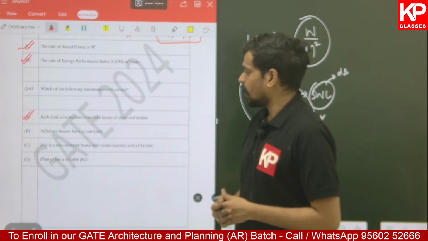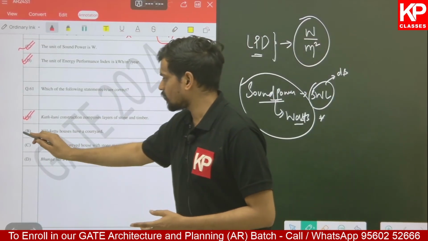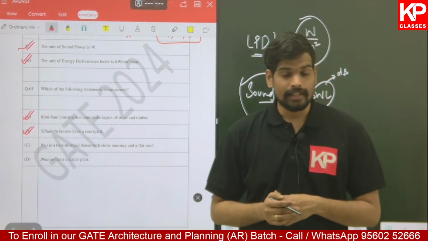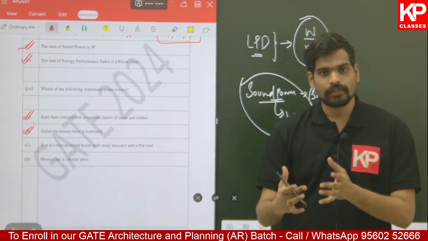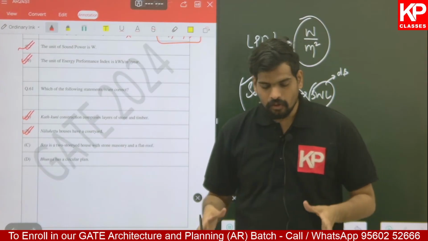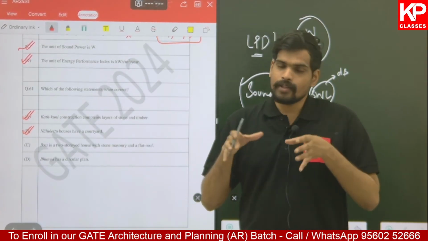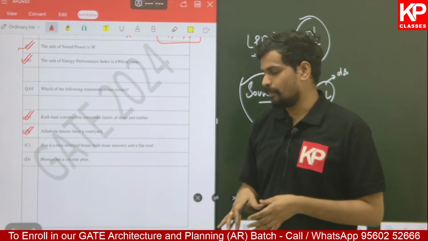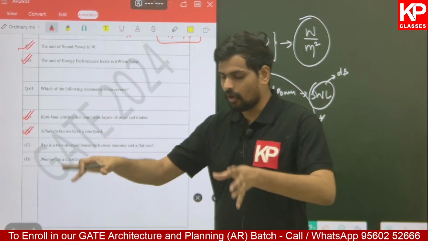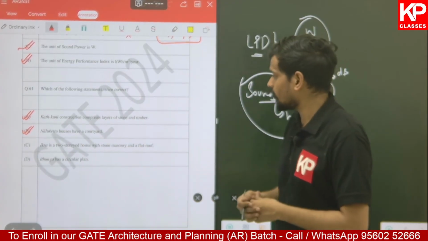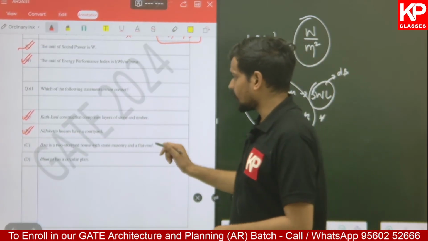Next one, Nalukettu houses have a courtyard. Absolutely a correct statement. Nalukettu is a type of architecture you see typically in Kerala. Nalu means four in the language over there. So Nalukettu is a type of layout in the traditional architecture of Kerala, where you have 4 halls with a central courtyard connecting them. It is generally used for larger families. So Nalukettu houses have a courtyard, which is an important unifying feature in that architecture. So that's correct.